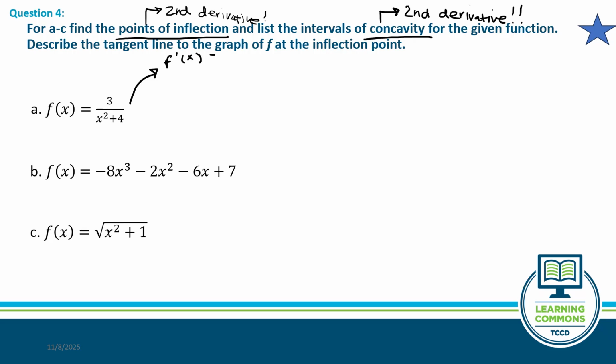My first derivative is going to be negative 6x squared plus 4, negative 2. And then my second derivative is going to be 6.